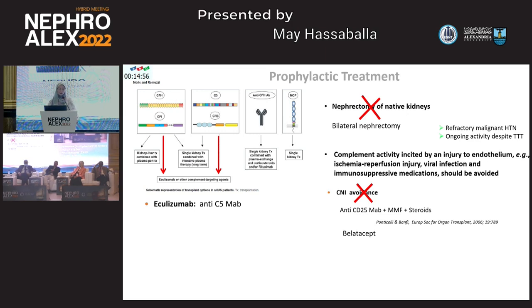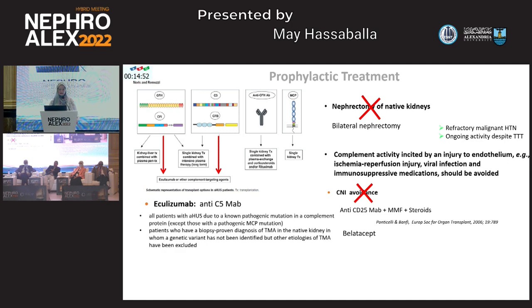So when to use eculizumab, and this is, of course, if we know the genetic mutations: all patients with atypical HUS due to known pathogenic mutations in the complement proteins, except those with membrane cofactor protein mutations, and patients who have a biopsy-proven diagnosis of TMA in the native kidneys, in whom a genetic variant has not been identified but other etiologies of TMA have been excluded. So eculizumab needs to be given prophylactically.